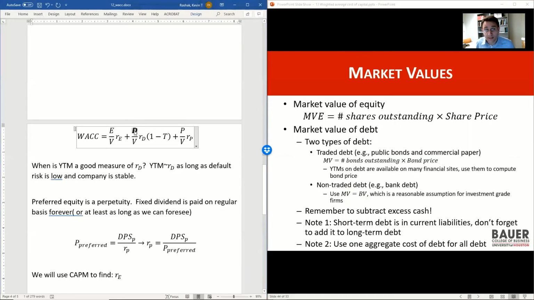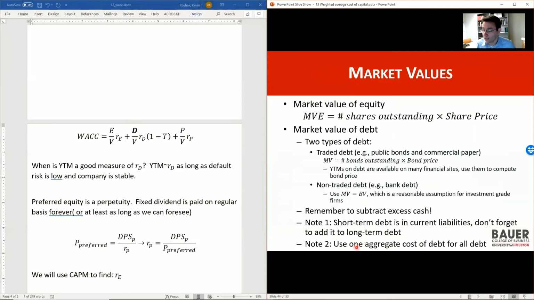Last thing to remember with debt is we have to subtract off excess cash. Now, that's just kind of an annoying point to keep in mind. Don't forget about short-term debt. That's going to be in a different place than long-term debt.